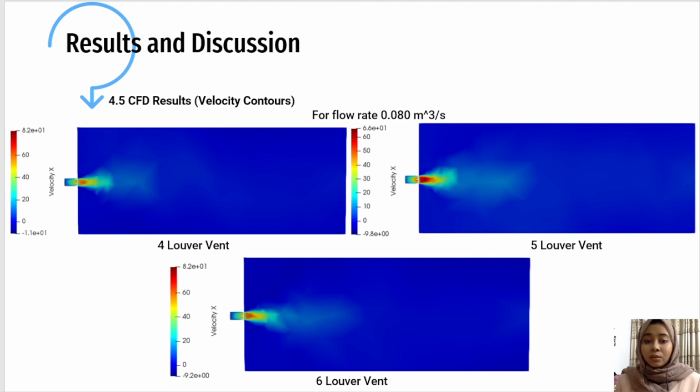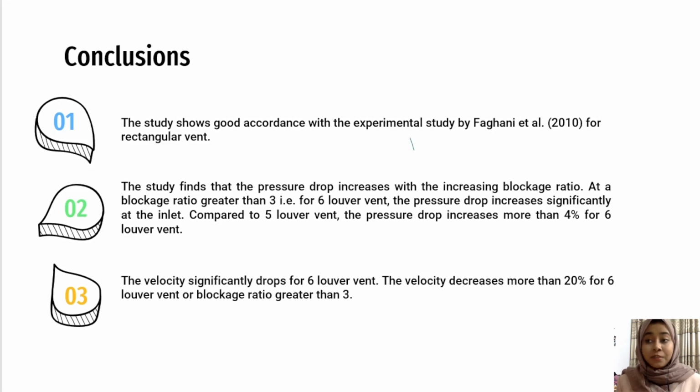Here I'd like to conclude my study with 3 conclusions. Firstly, the study shows good accordance with experimental data of Fajani et al. 2010 for a rectangular vent. The study finds that the pressure drop increases with the increasing blockage ratio, and when compared to the 5 louver vent, the pressure drop increases more than 4% for the 6 louver vent. The velocity also drops significantly for the 6 louver vent. The velocity decreases more than 20% for the 6 louver vent, or a blockage ratio greater than 3.